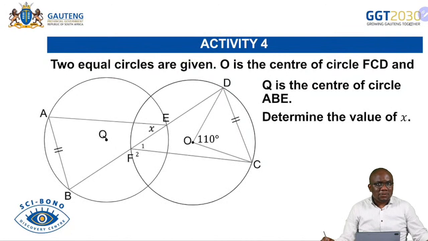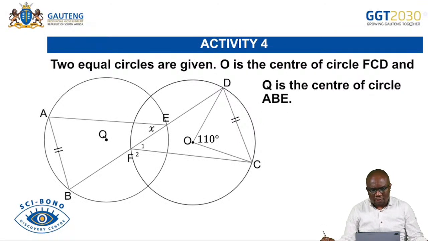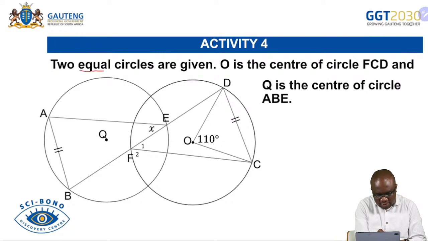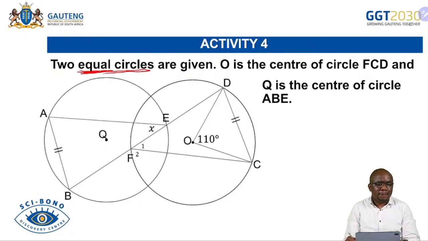Well done, grade 12. Did you manage? I really hope so. Let's discuss the question now. Two equal circles are given. And then we can see here that this line AB, the chord AB, is equal to chord DC.